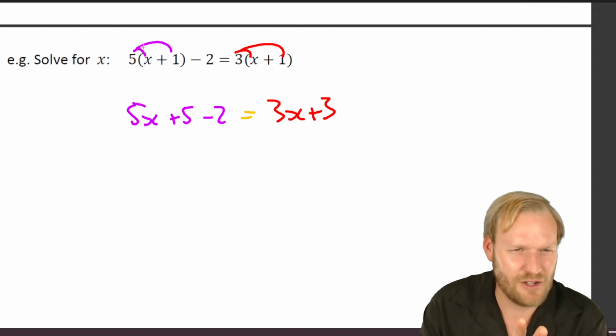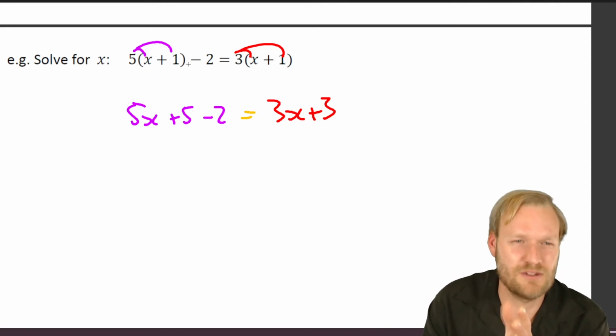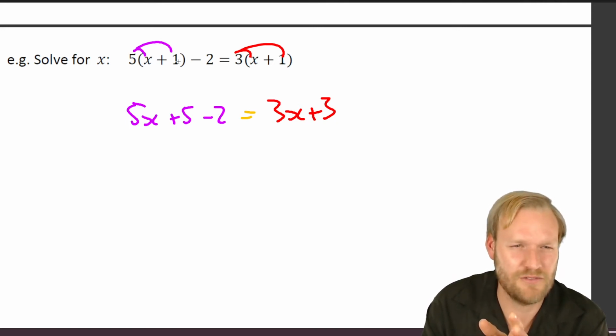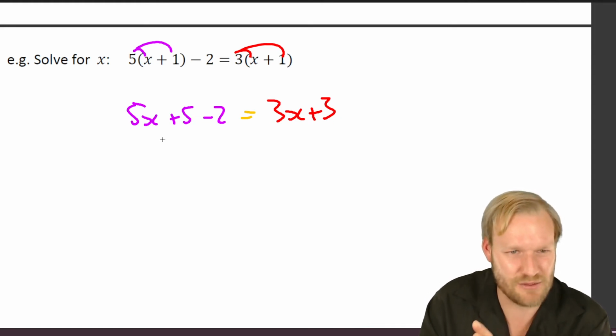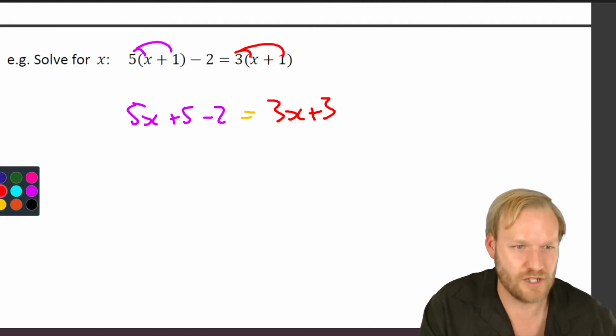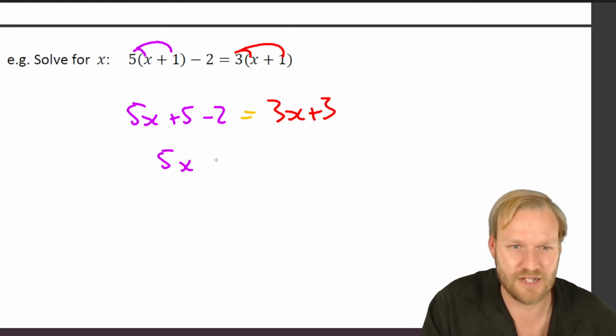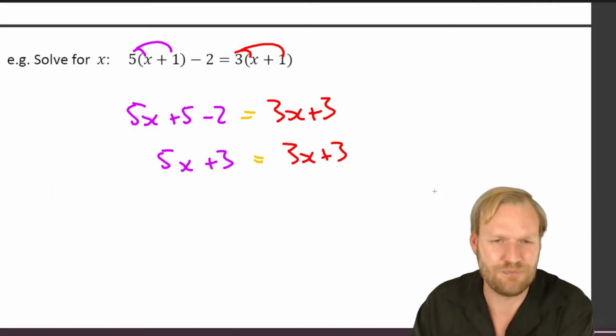Now, you might have gone, oh, well, 5 minus 2, you could have seen that that was 3. I wouldn't do that. It's just so easy to make a mistake, and then you forget and you go, oh, well, 5 times 1 is 1 and 1 minus 2 is minus 1. It's just too easy to make a mistake. So it doesn't take much to just do that. You're writing things quickly. 5x plus 3 equals, and on this side we've got 3x plus 3.